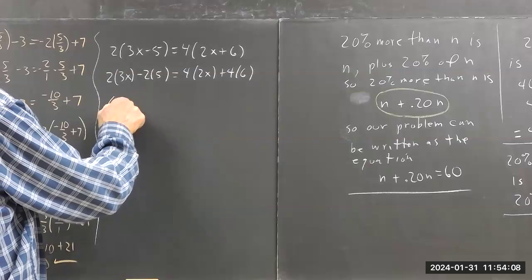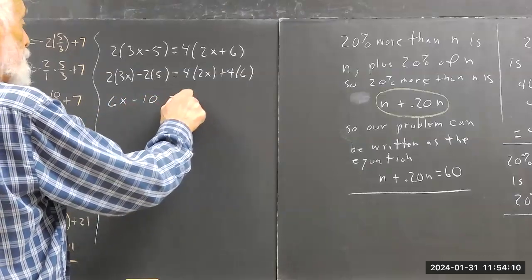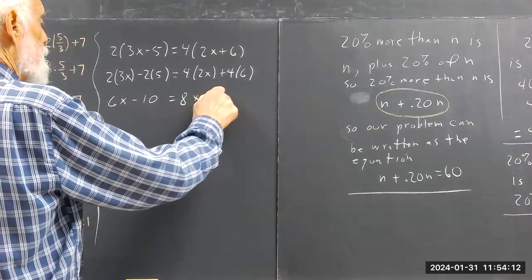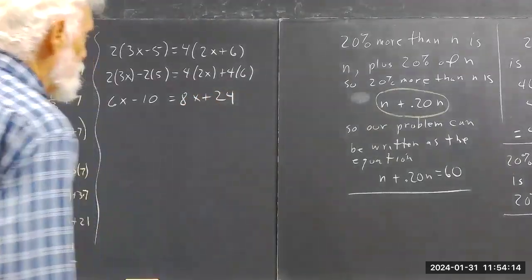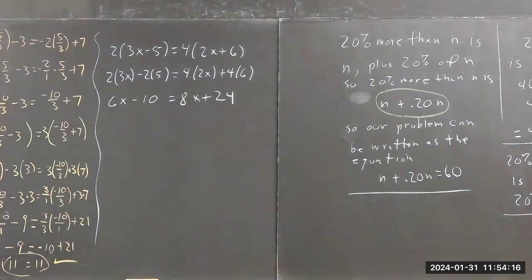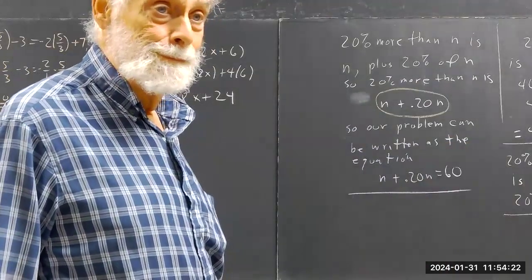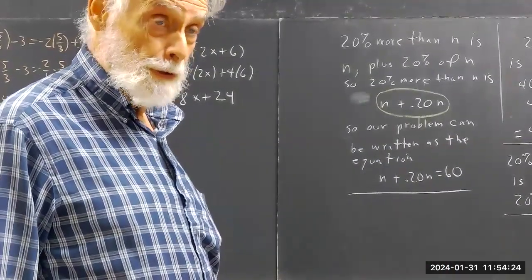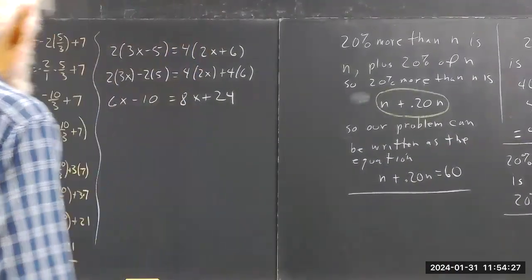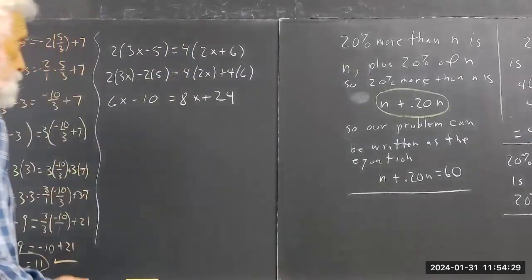We have 6x minus 10 equals 8x plus 24. And there we have it. At that point, we've got a problem just like the first one, and we solve it quickly. So I'm going to write down the steps. I'm going to skip a couple of steps.